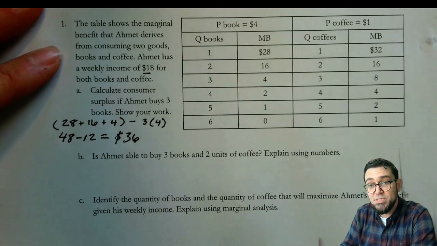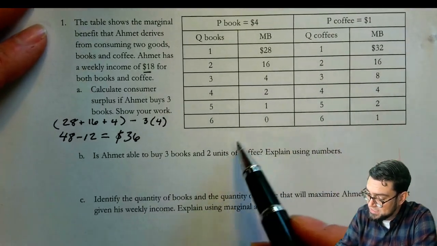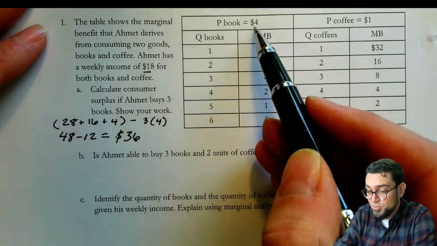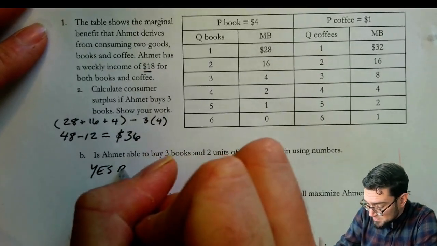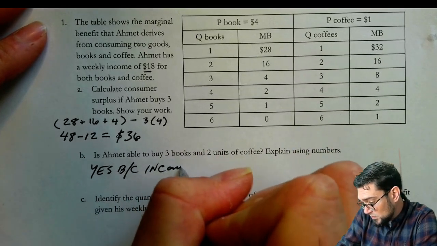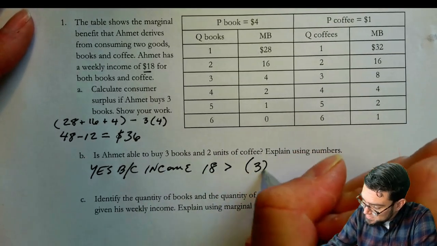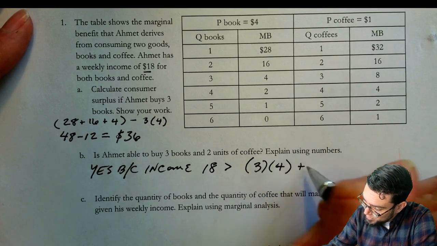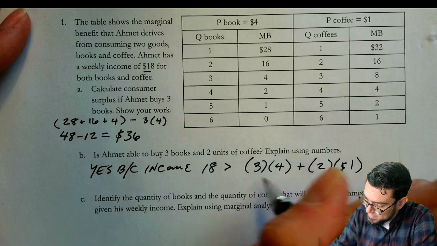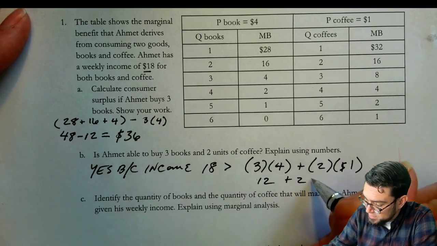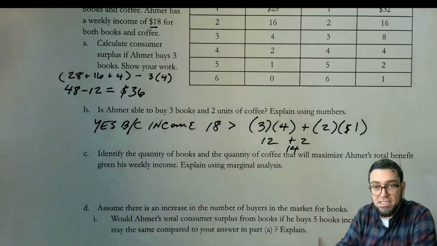B, is he able to buy 3 books and 2 coffees? 2 coffees would be $2. 3 books is 12. That's 14. His income is 18. So yes, because his income of 18 is bigger than 3 times 4 plus 2 times 1. That's 12 plus 2 is 14. Again, 18 is bigger than 14, and so yes, he can afford that.